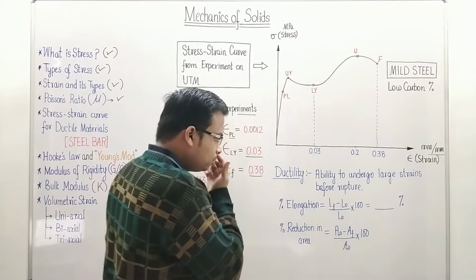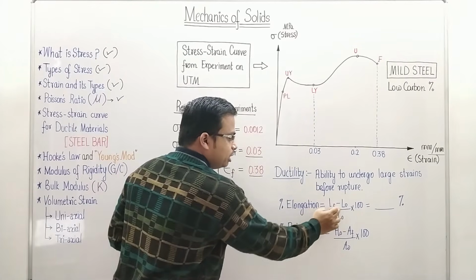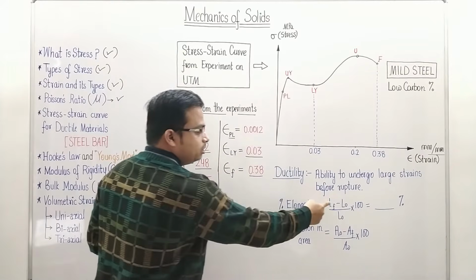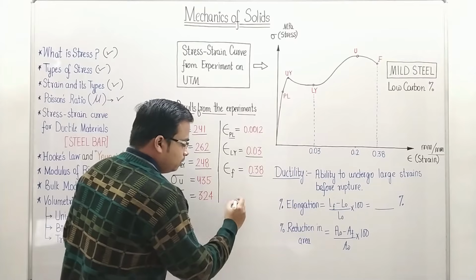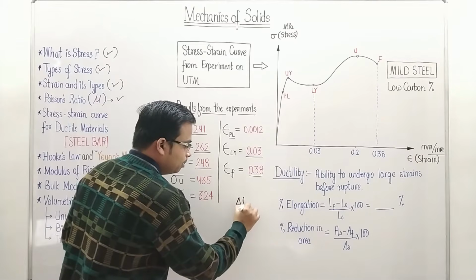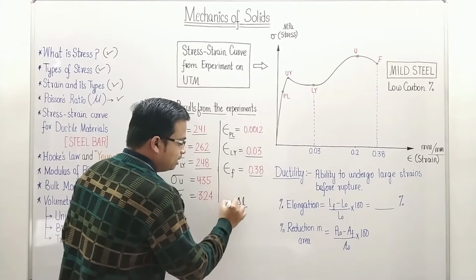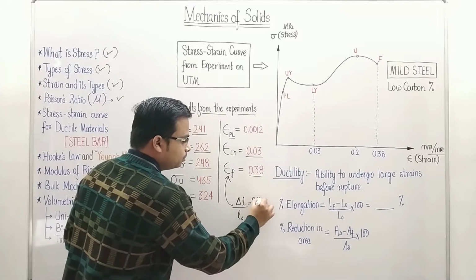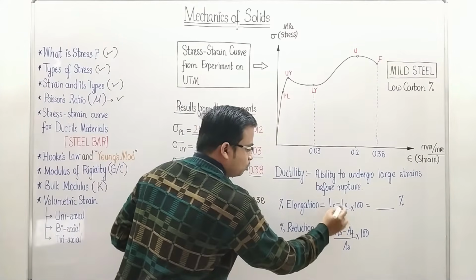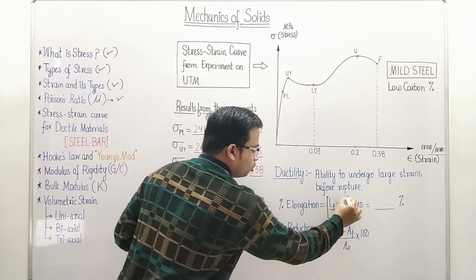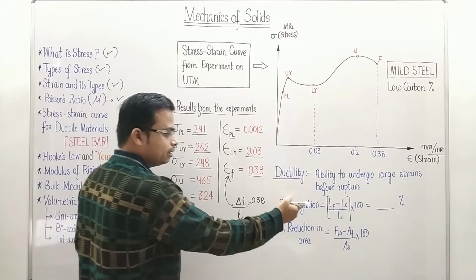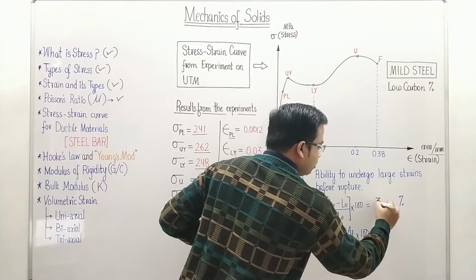So here we have percentage elongation. This is the change in length divided by the original length. We already know what the change in length is. This is delta L divided by the original length, and that is nothing but the strain, and this is working out as 0.38. This is what I am talking about, 0.38. When you multiply that by 100, you will get this value as 38%.